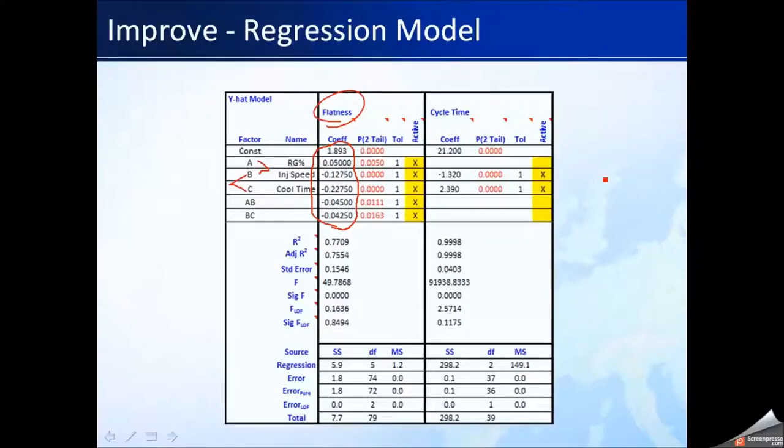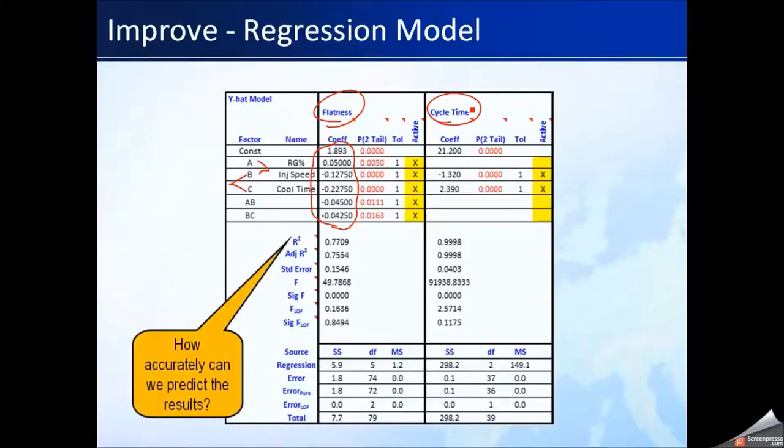We also have a mathematical model for cycle time. It's going to be a hell of a lot simpler, because typically speed and time are going to have a huge effect on cycle time. So the model on the right, not so important, but the flatness is a great model to have. We now understand the process really well.